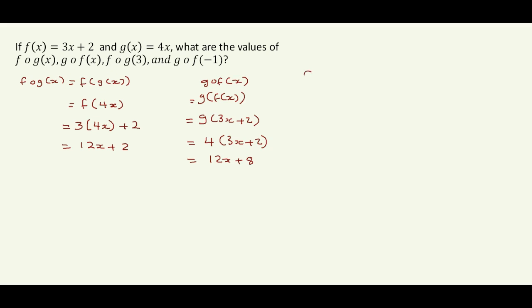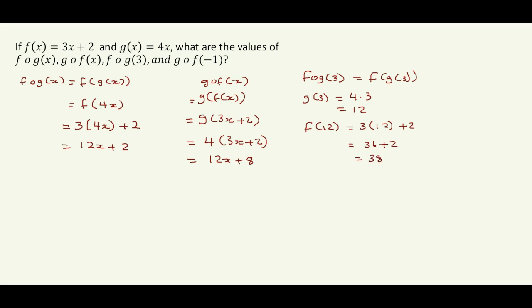Now let's look at f o g of 3. So f o g is going to be f of g of 3. So we're going to look for g of 3. g of 3 is equal to 4 times 3, which is 12. So now we're going to look for f of 12, which is equal to 3 times 12 plus 2, which is going to give us 36 plus 2, which is 38.